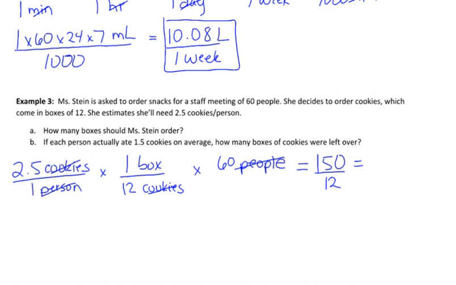150 divided by 12 is 12.5. 12.5 boxes is what we're looking for. Can I order 12.5 boxes? No, so I'll have to round up. I'll have to for sure get 13 boxes.